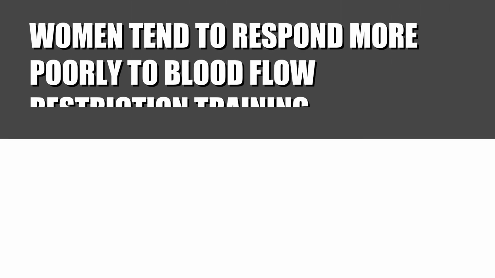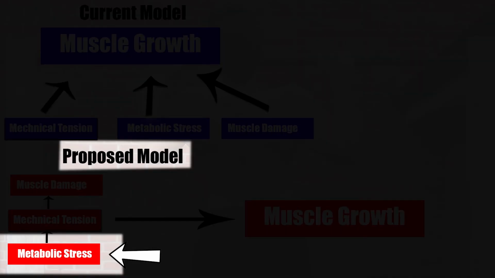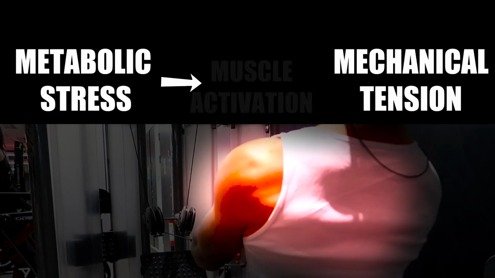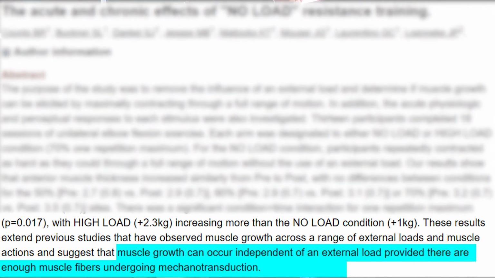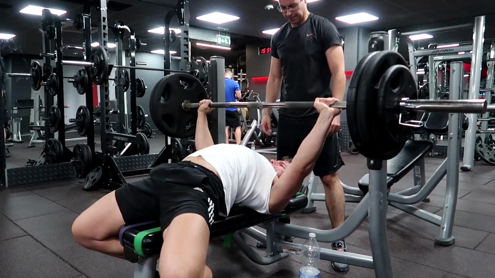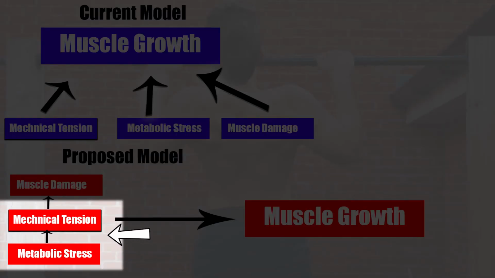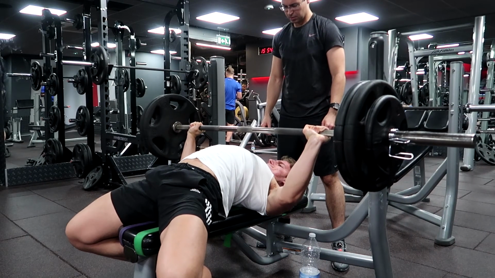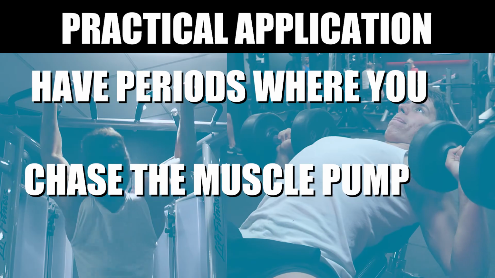So looking at the scientific literature, to me it looks like metabolic stress is not an independent stimulus for muscle growth. However, that said, metabolic stress increases muscle activation and therefore increases mechanical tension. This means the more muscle activation there is, the harder the muscles are contracting and the more tension on them. So therefore, metabolic stress increases mechanical tension, which will indirectly lead to more muscle growth. So I think a good practical application that we can take away is that maybe sometimes we should focus on chasing the muscle pump, but it really shouldn't be our primary focus.